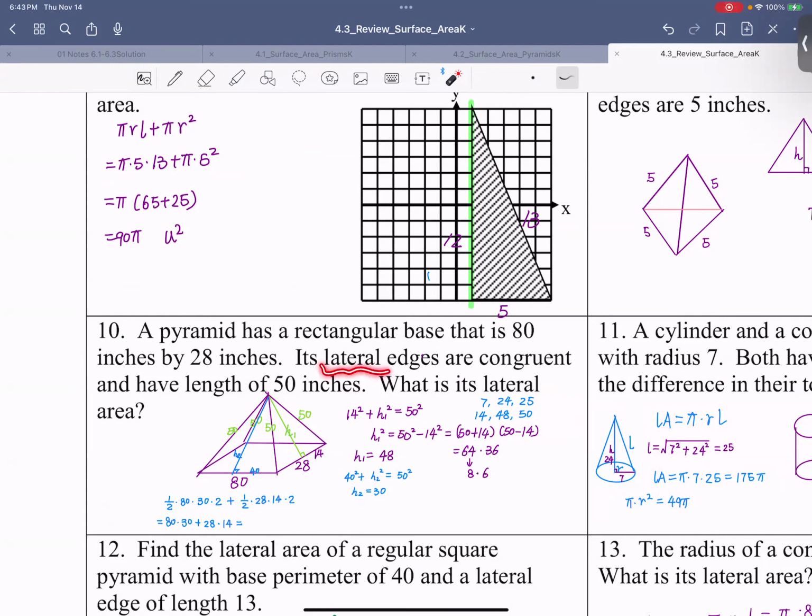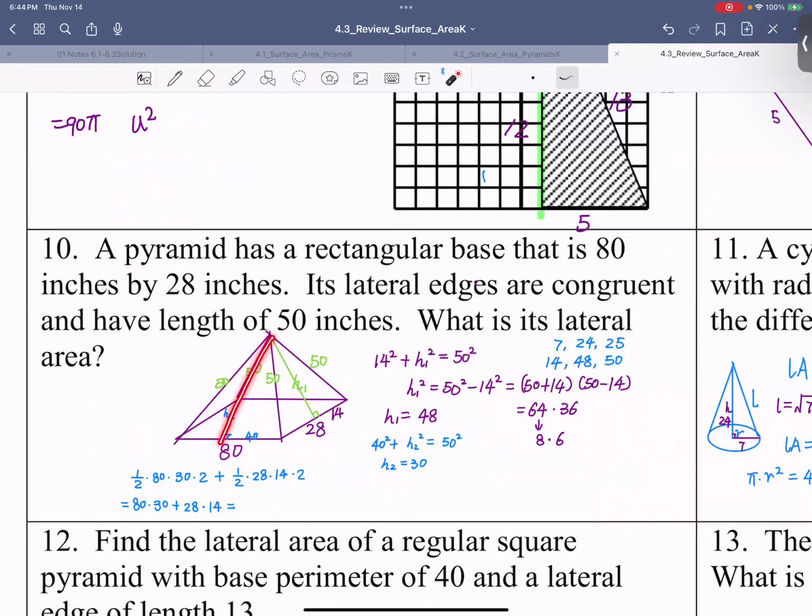They said lateral edges. You might feel curious, what is this? Lateral edges is these 4 guys. 1, 2, 3, 4. Those lateral edges are congruent and have a length of 50 inches. And they ask you the lateral surface area. Oh, this is not a cone, so we don't use the same formula. We want to calculate the slant height. Let's see how do we calculate slant height.